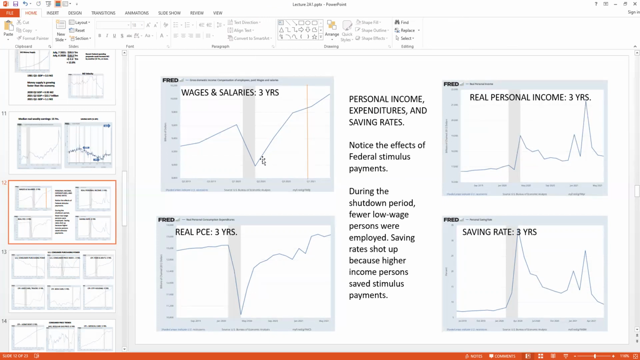And again, let me see if I can drop a line here just to make the difference. There we are. So to the left is 2020, and to the right is 2021. And so personal income has shot up partly due to stimulus payments, partly due to people going back to work.